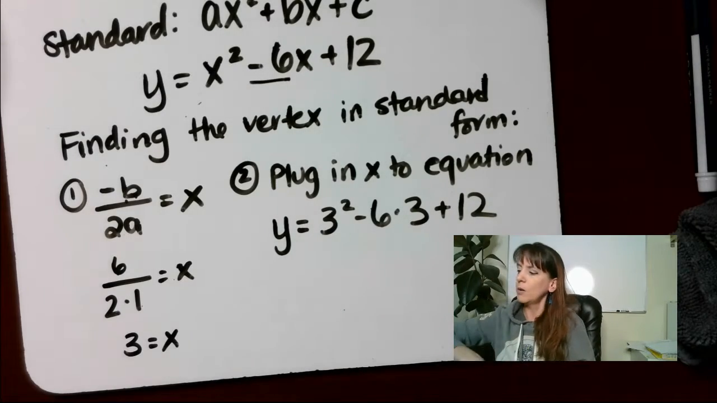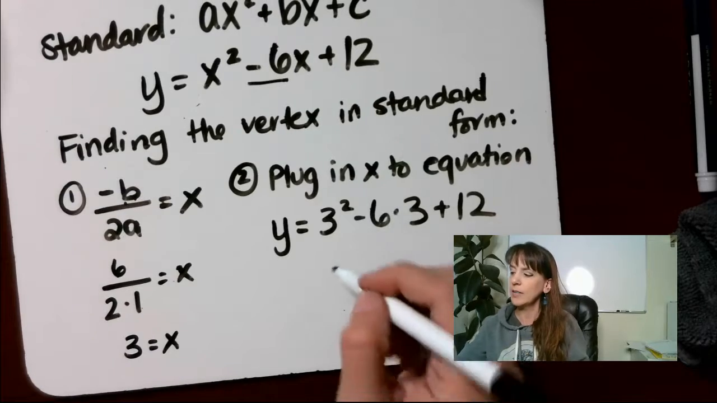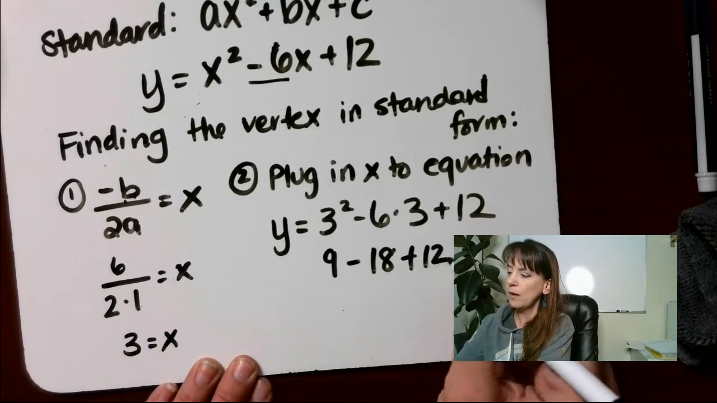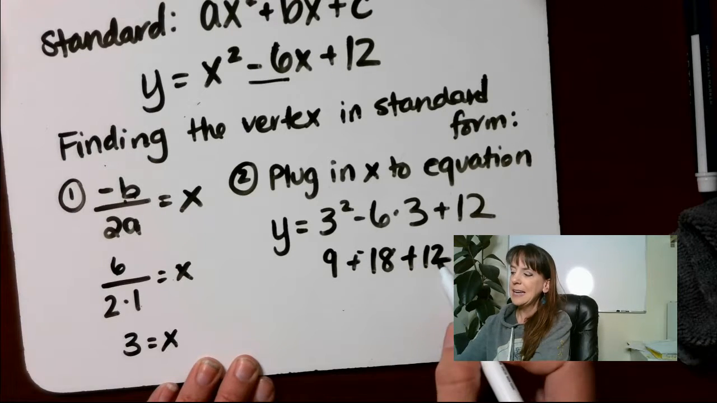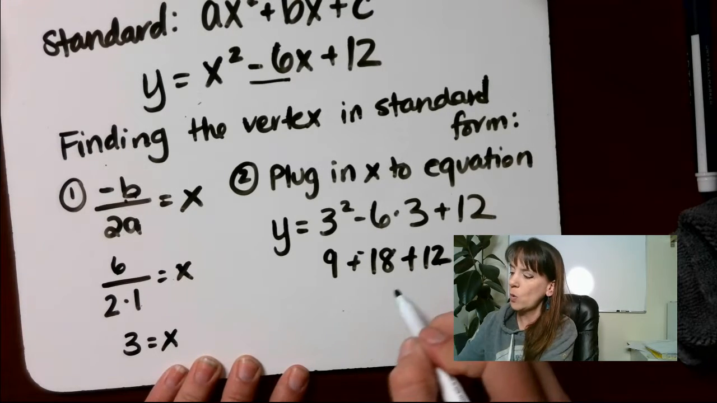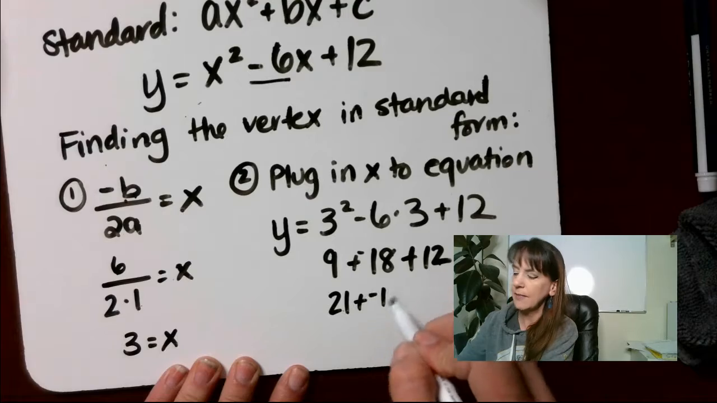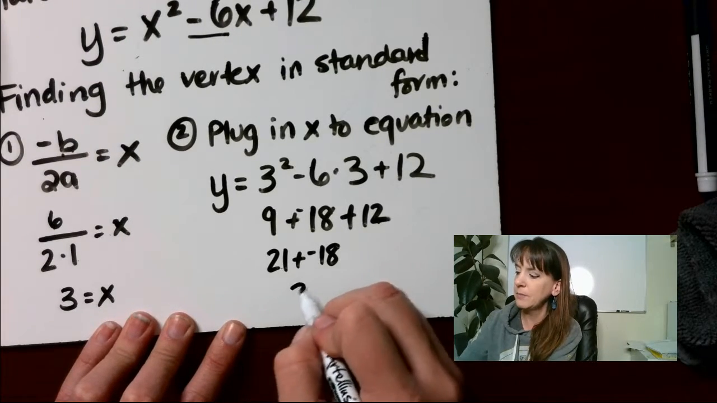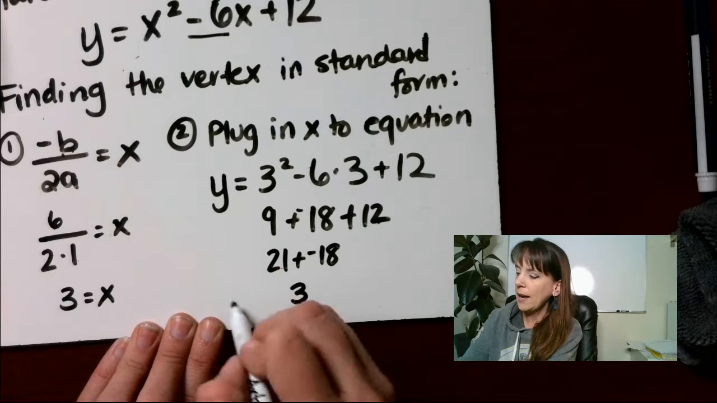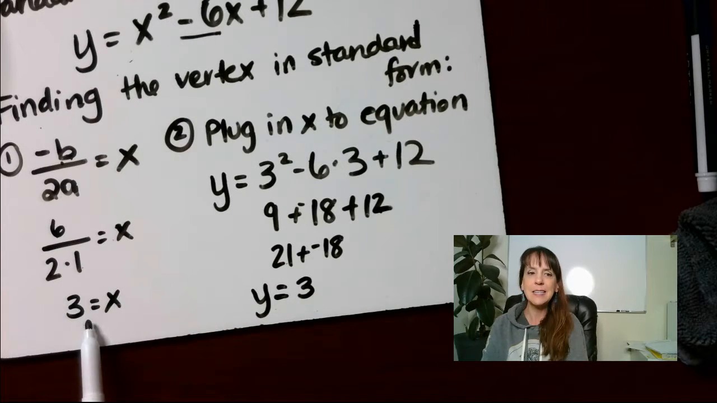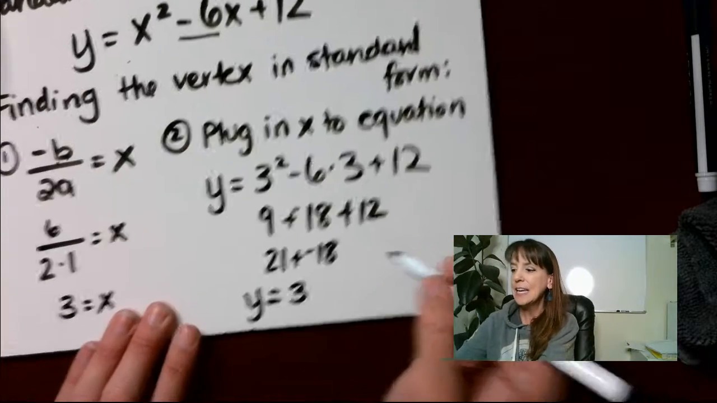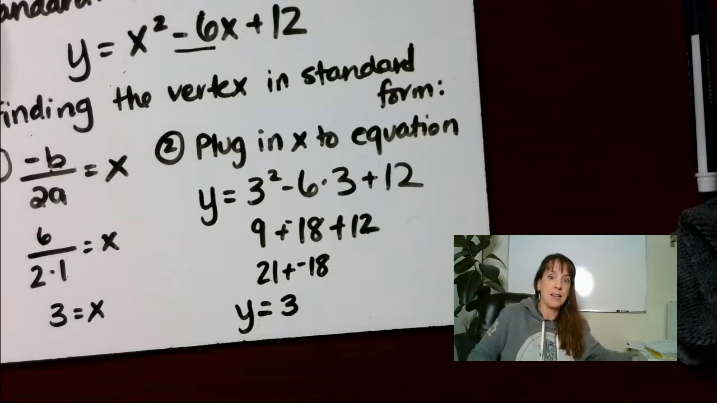Okay, so we know that 3 squared is 9 minus 18 plus 12. Add the opposite. 9 and this is going to be 21 plus -18 gives me 3, right? So y equals 3. x equals 3, y equals 3, bam, you have your vertex. So that's the second step, right?